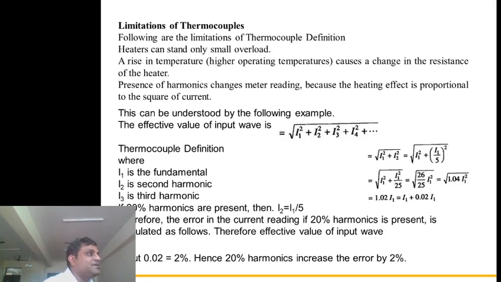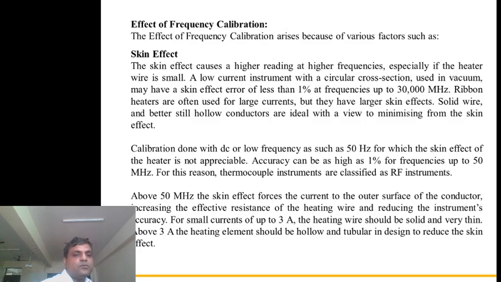And 20% harmonics is a small number. 20% is a very small number, but it can increase the error in current measurement by about 2%. Just 20% harmonics present in the current increases the error in the measured current by 2%. So that is basically the limitation of the thermocouple, and harmonics will also affect the working of this thermocouple.